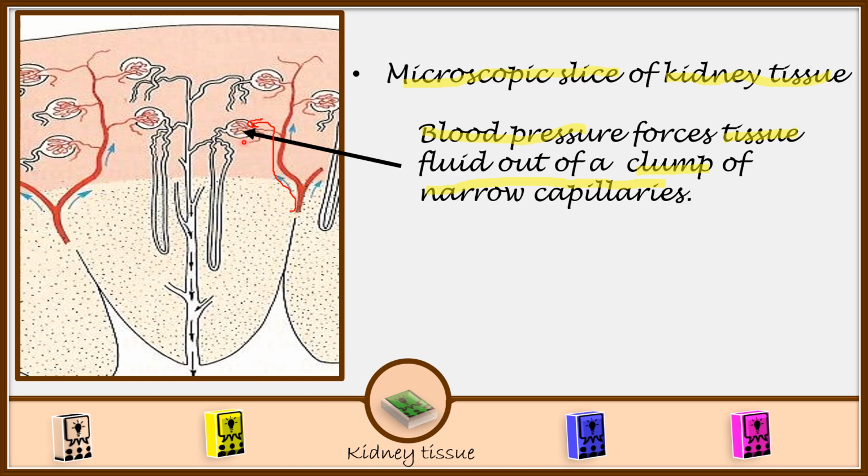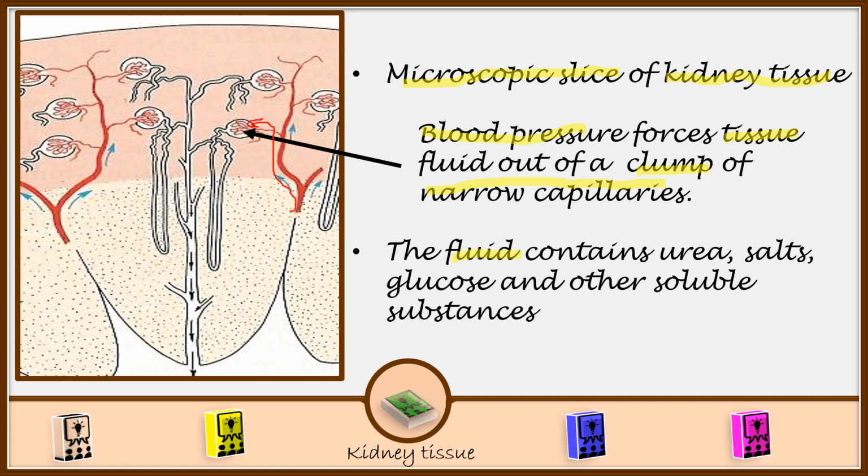Bowman's capsule is that cup-shaped structure. The fluid contains urea, salts, glucose and other soluble substances. So this fluid, which is forced out of the clamp of a narrow capillary, contains urea, salts, glucose, and soluble substances. All of them are going to be forced to enter into the Bowman's capsule.